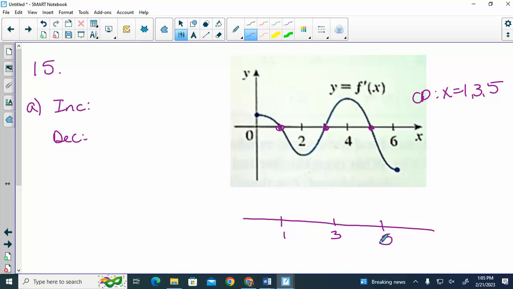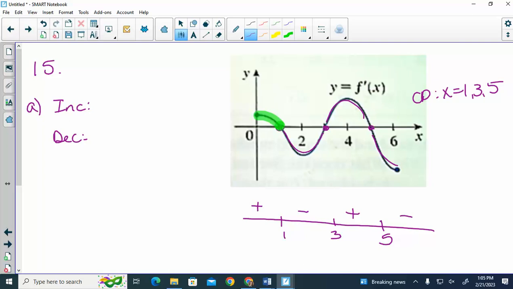So the sign line is where the derivative was positive or negative, right? We would take test points, plug them into the derivative when we were worried about positive or negative. So if I look at my derivative, before 1, was my derivative positive or negative? It was positive. After 1, my derivative was negative. Between 3 and 5, the derivative was positive. And after that, the derivative was negative.